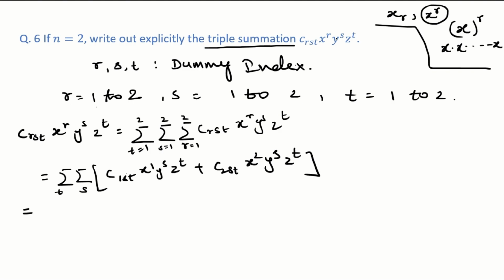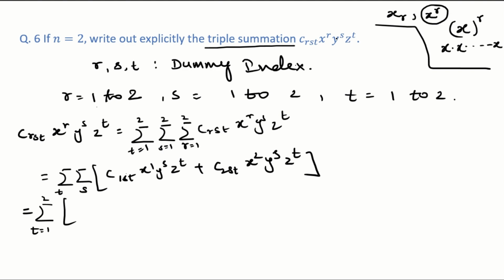Next let's substitute s as 1 and 2. Let's take the sum over the possible values of s. When you substitute s as 1, you will get two terms. When you substitute s as 2, you will get another two terms. So in total we will have four terms.